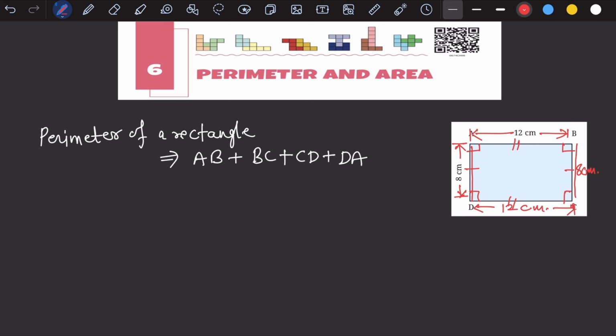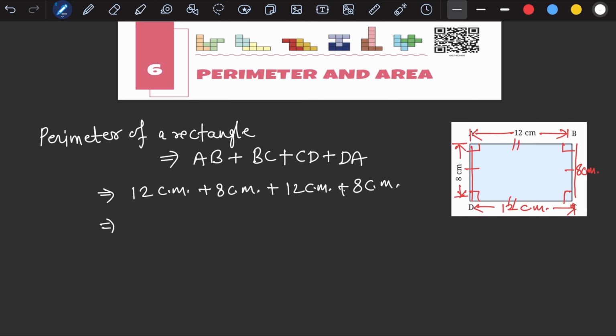Okay, so if you want to calculate the perimeter of a rectangle, then we have to put all these values: AB 12 centimeter plus BC 8 centimeter, then CD 12 centimeter, then DA 8 centimeter. So we add, and the value of all this will be 40 centimeter. Okay, so this is the perimeter of a rectangle.